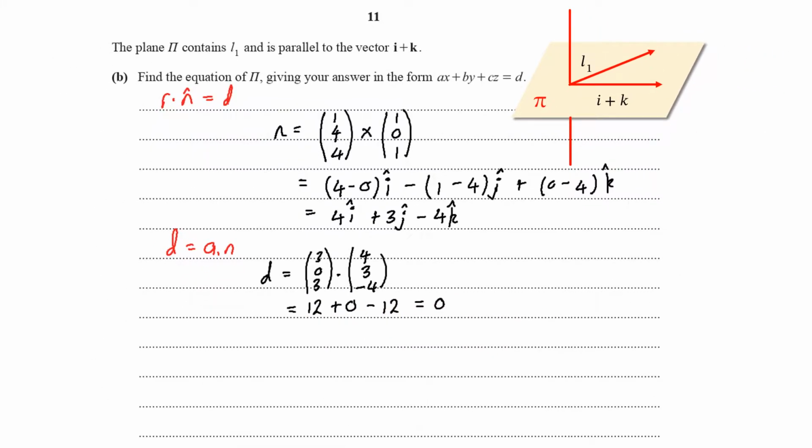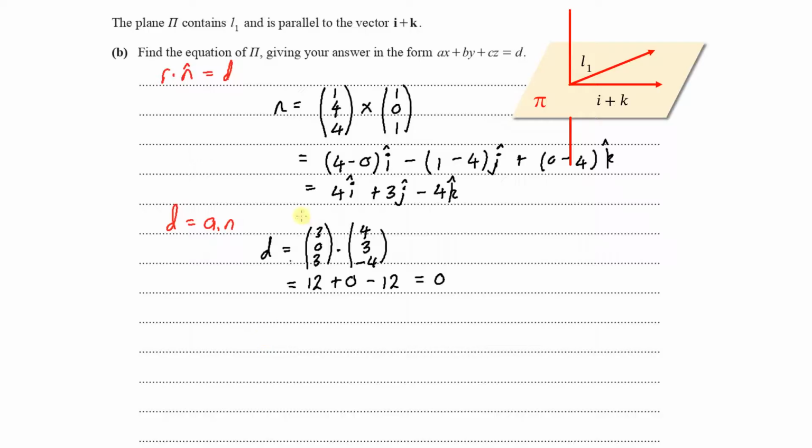So we can now have the equation of the plane. So the equation of the plane will be r dot the normal, that's 4i plus 3j minus 4k, and that's all equal to 0. Now we can also write this in Cartesian form as 4x plus 3y minus 4z equal to 0. So this is the final answer.